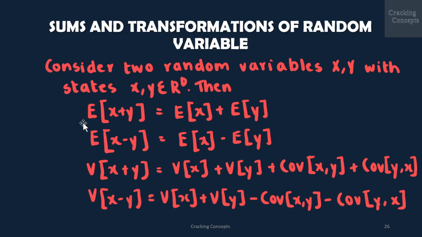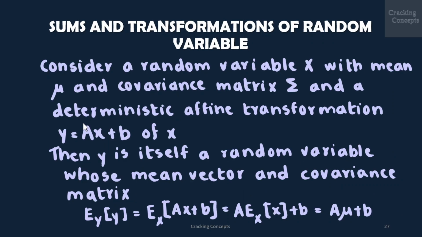Now they exhibit some useful properties when it comes to affine transformation of random variables. Consider a random variable x with mean mu and covariance matrix sigma and a deterministic affine transformation y equal to Ax plus b of x. Then y is itself a random variable whose mean vector and covariance matrix are given by expectation of y, written as expectation of Ax plus b, rewritten as A into expectation of x plus b. Again, on substituting, we get A mu plus b.